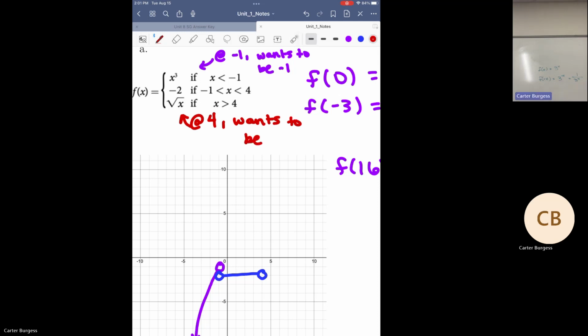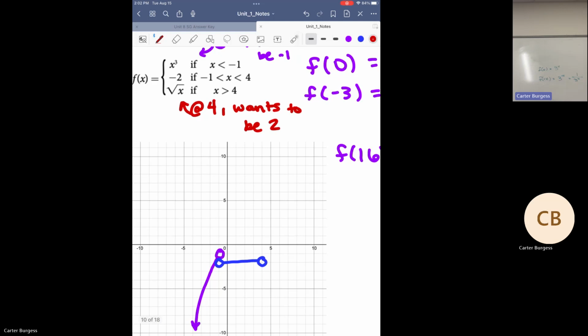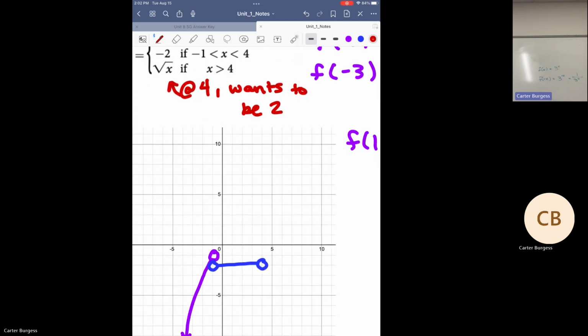If I were allowed to plug in 4, what is the output that I would get? 2. Now, is the point (4, 2) going to be a part of my graph? No, because I don't have that "or equal to" sign, but I'm certainly going to try my best to approach it. And so we're looking at a function that is the square root function, but picking up from that point 4.